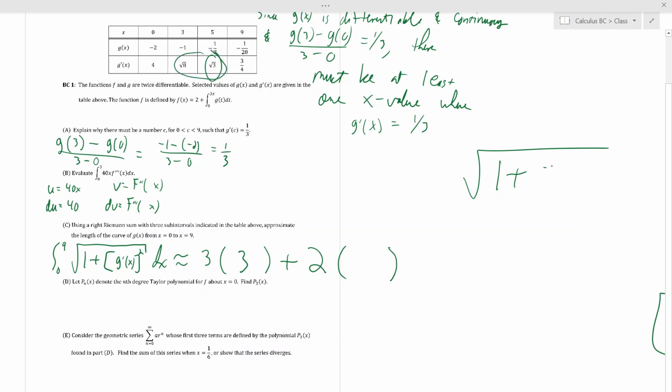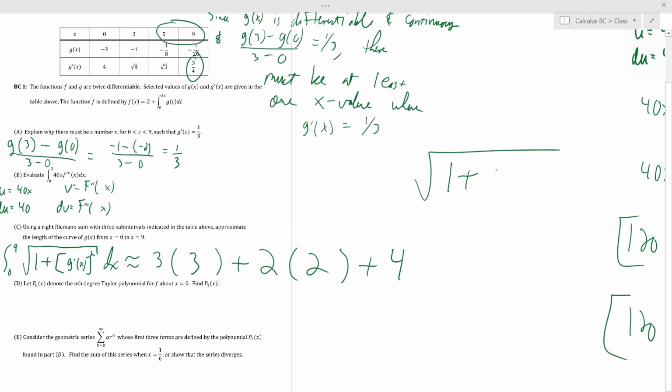So it's 1 plus root 3 squared, which is 3. That's a 4, root 4 is 2. Plus, my next interval has a width of 4, because we're going from 5 to 9, right? And we're taking the height on the right-hand side of that, which is 3/4, but plugged into this function. So 3/4 squared is 9/16. But that makes this one a 16/16. So at least they made these numbers nice. That makes that 25/16. And the square root of that is 5/4.